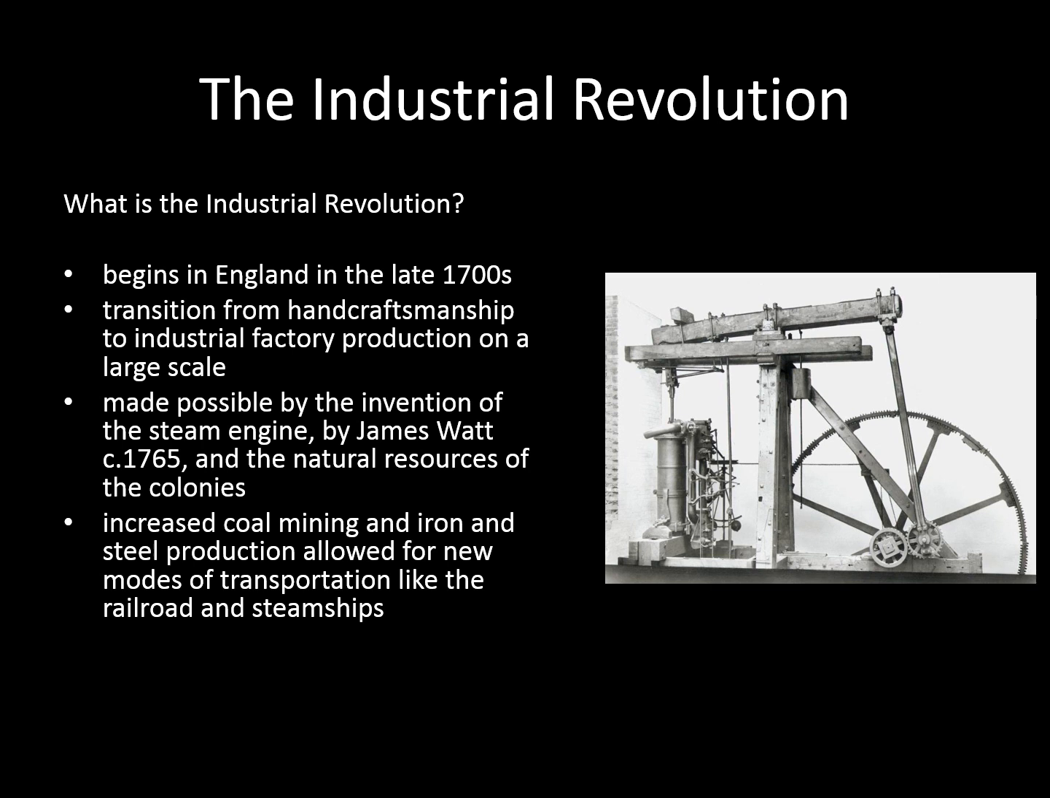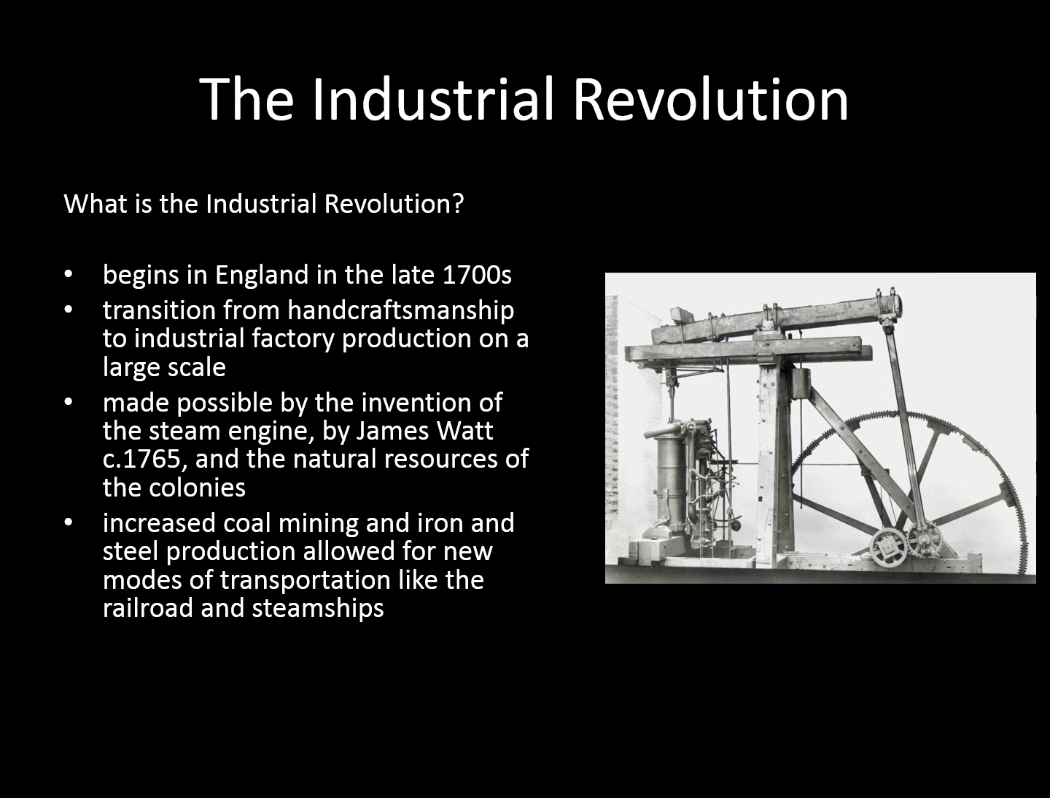So let's talk a little bit about the Industrial Revolution. What is it? It begins in England in the late 1700s, and the main idea is that it's a transition from hand craftsmanship, right, from producing things by hand, to industrial factory production on a large scale, so kind of mass production. And this is made possible largely by the invention of the steam engine. I've put a little picture of it there by James Watt, and that was invented around 1765.